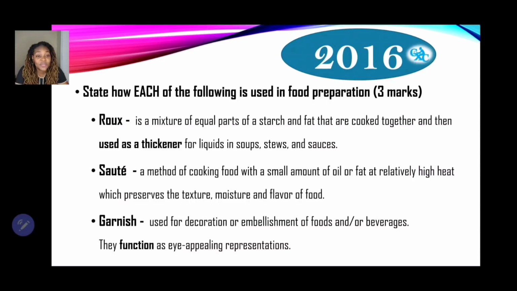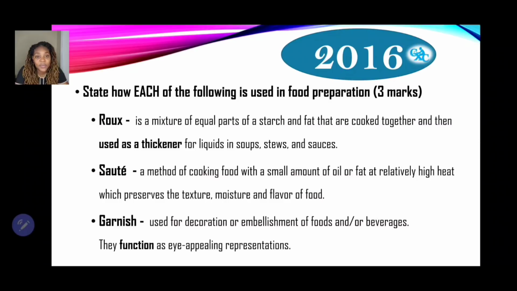State how each of the following is used in food preparation. The first we have here is roux. What is roux? How is it that we use roux, right? Roux is a mixture of equal parts of starch, so it may be flour, guys, and fat. So it may be flour and butter that are cooked together, and then it is used as a thickener. So roux is a thickening agent for what? Soups, it can be stews, and also sauces.